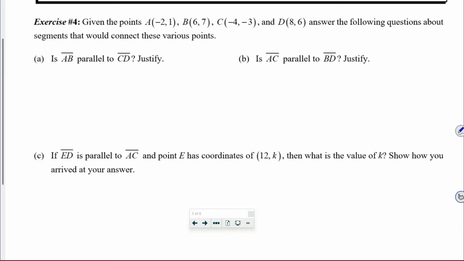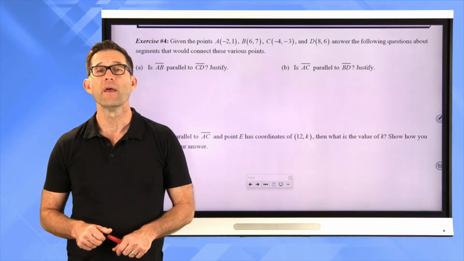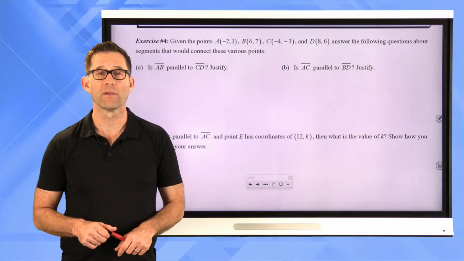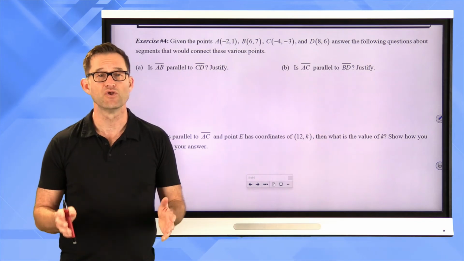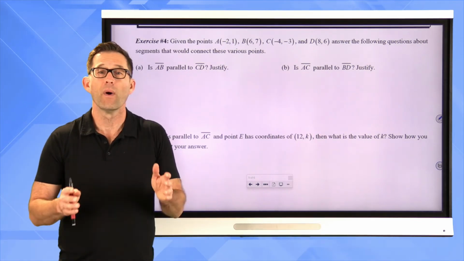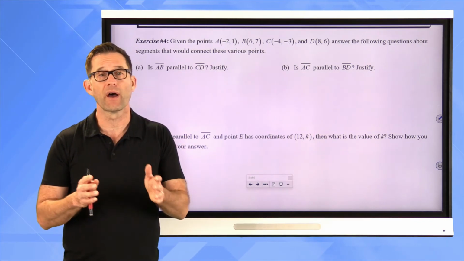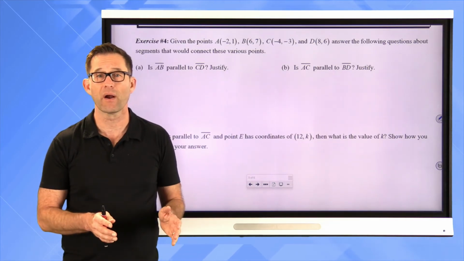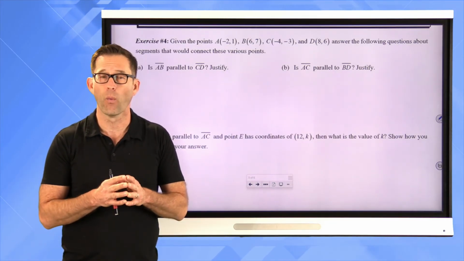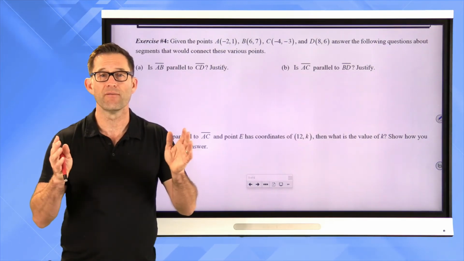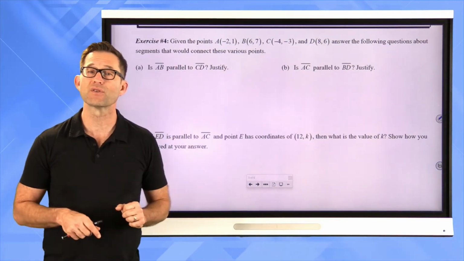Given the points A(-2, 1), B(6, 7), C(-4, -3), and D(8, 6), answer the following questions about segments that would connect these various points. Letter A, is segment AB parallel to segment CD? Justify. All right, well, if we're asked whether or not two lines or two segments are parallel, it basically boils down to one issue. Do they have the same slope? So let's go through letter A.